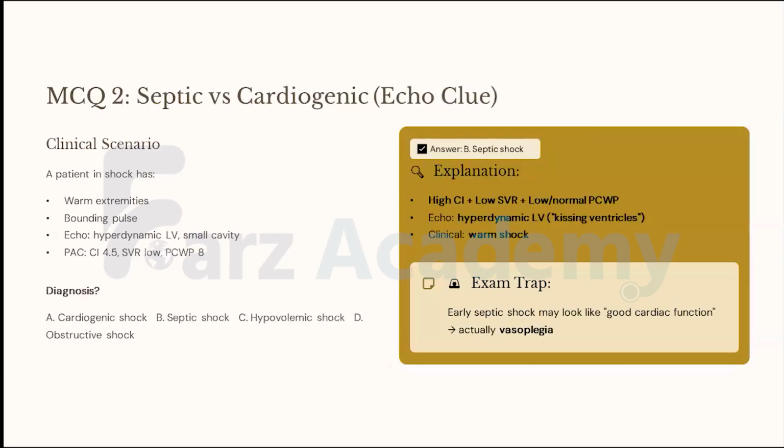Next question. Echo-based method. A patient in shock, warm extremities, bounding pulse, echo is hyperdynamic, LV with a small cavity, and the pulmonary catheter and cardiac index readings are like this: PCWP is low, SVR is low, and cardiac index is high. So it has to be a septic shock, because your cardiac output is high, bounding pulse.